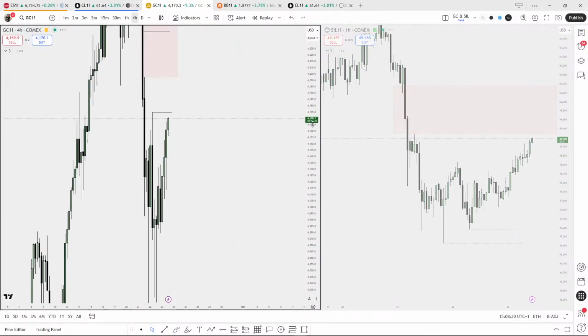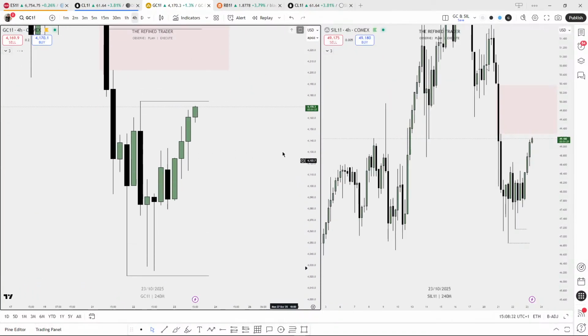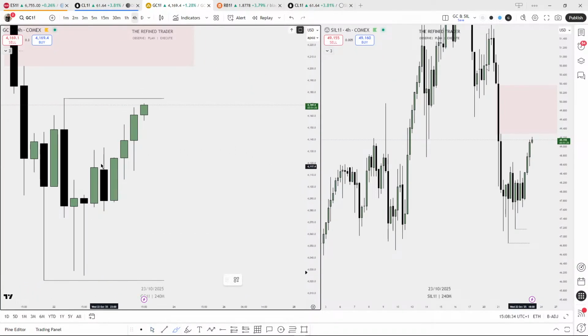Looking on a 4-hour, this was a bearish C2. What do we got? We got a candle 3 closure, candle 4. This is candle 5, and now this is candle 6. It's like 4 straight expansion candles. Ideally, you want 3 expansion candles into a draw. Now this is the 4th, so who knows?